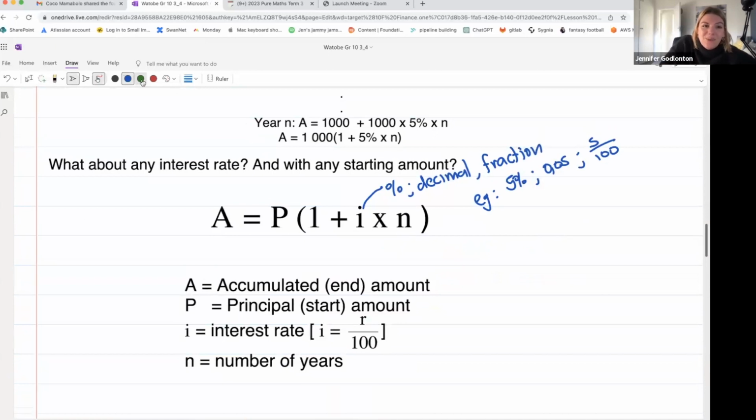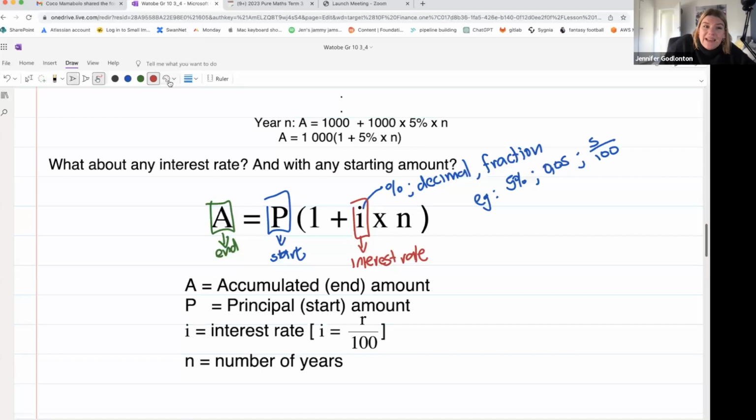We're going to start with A. A is just our accumulated amount. It's a way of saying it's our end amount. It's basically what you put into your account plus all the interest that has been added on. Then we've got P, which is our principal amount or our start amount. If you deposit money, that would be your P, because that's what goes in from the beginning. 1 is just the number 1. i is going to be your interest rate. And that's when we need to be careful.